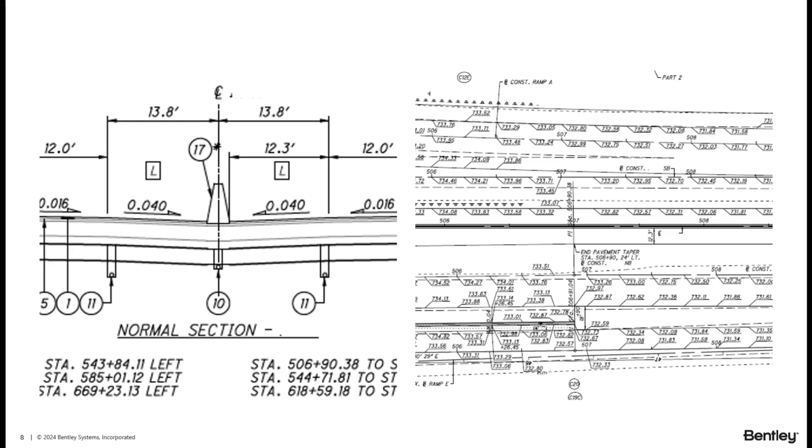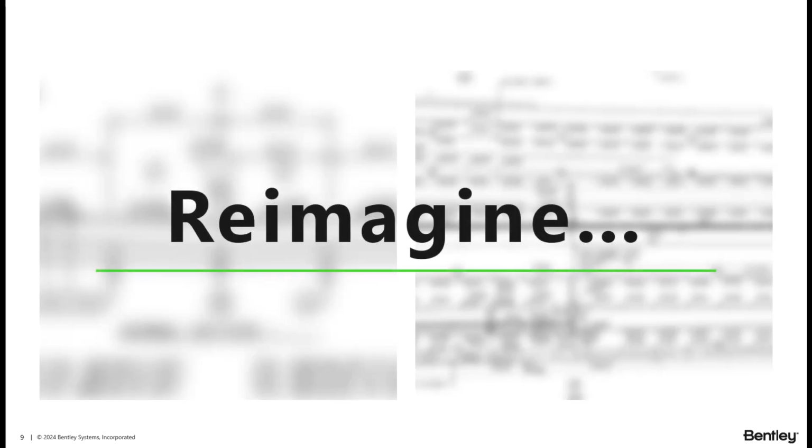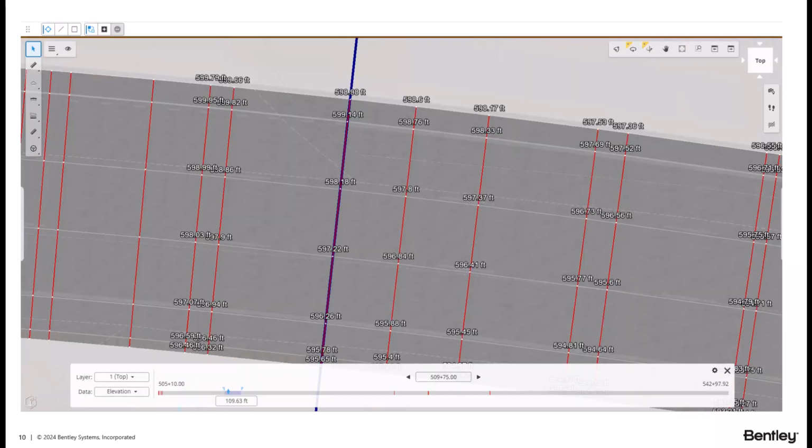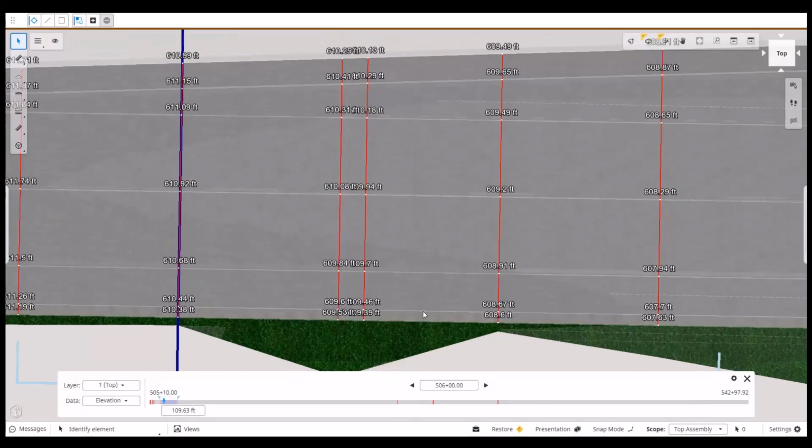Here's another example. You'll see a typical section on the left. On the right, you see kind of like a grading layout plan. So we've got spot elevations along the edges of pavement. And so here again, a traditional way that we present project information to convey understanding of the roadway corridor. But let's reimagine how we could do that for the future and in a digital collaborative environment. So here is the perspective in infrastructure cloud. Again, you see the corridor, you see the elevations displayed along the corridor.